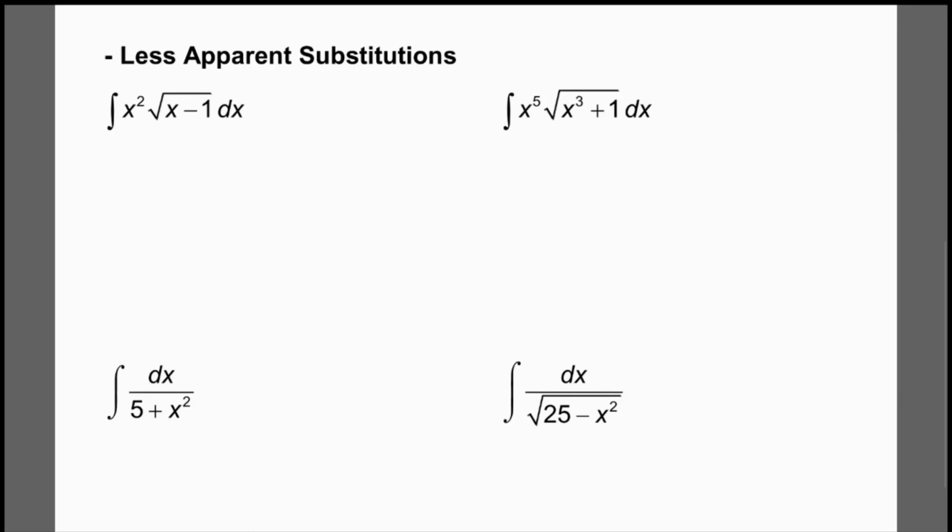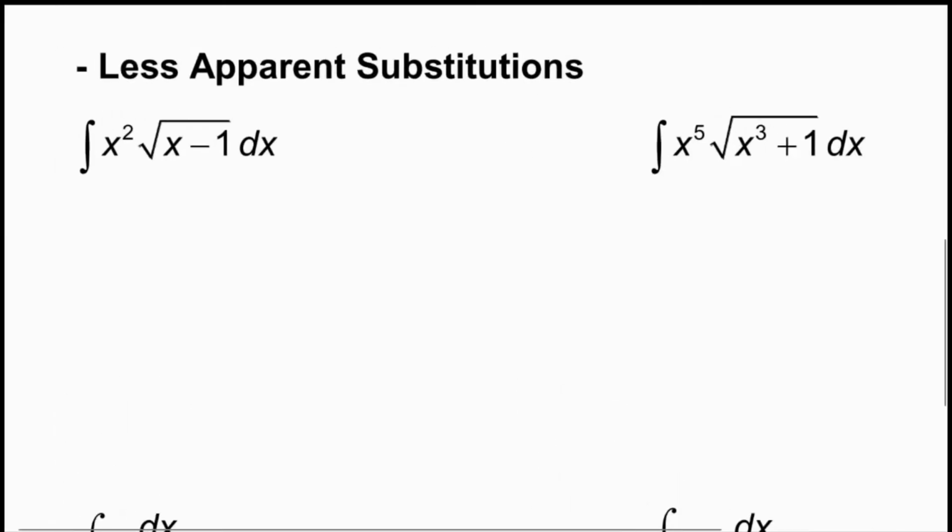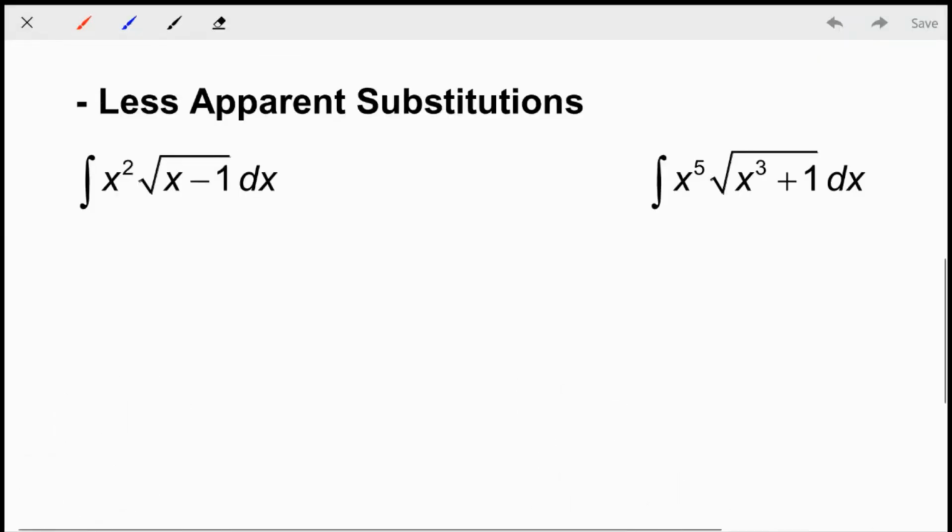Okay, in this last section, we've got some more of these integrals where the substitution is maybe not quite so obvious. And I just wanted to go through one of these where I go through all of the steps with you and make sure everybody's clear on how this would work. And then I'm going to have you try the rest of these questions.